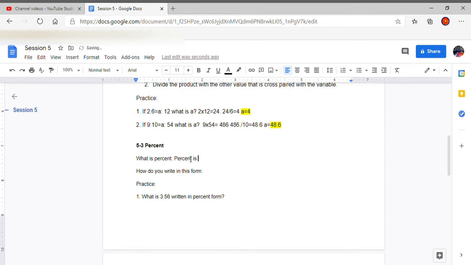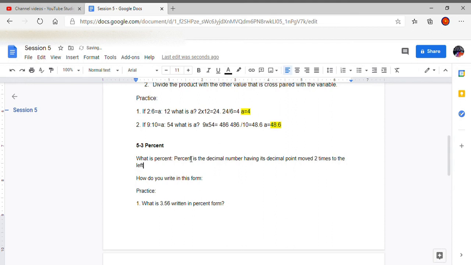Percent is more to do with decimals. So percent is the decimal number having its decimal point moved 2 times, because percent is calculated in hundreds, and adding this sign. That's the percent sign. So how do you write in this form?